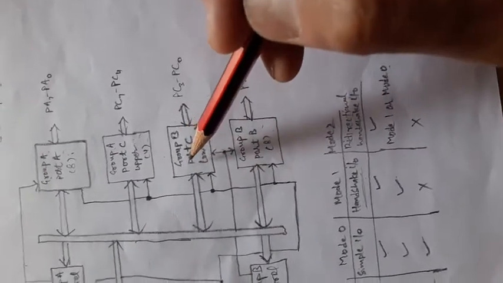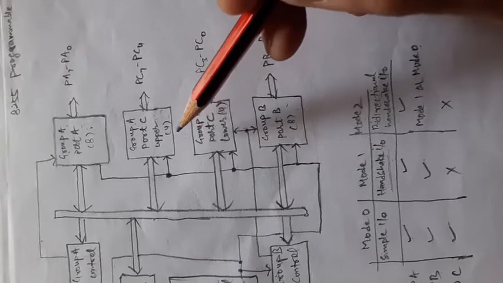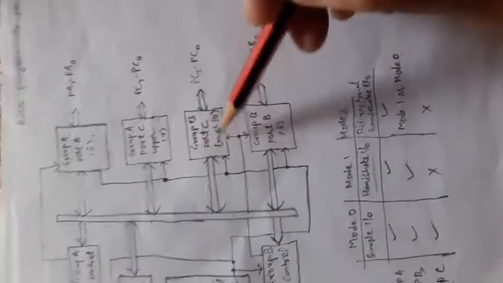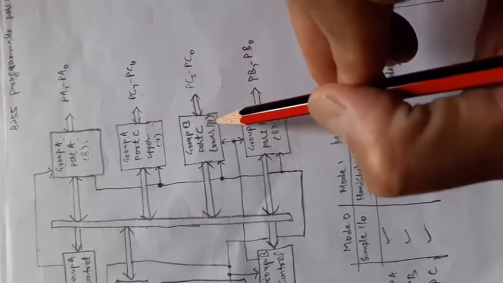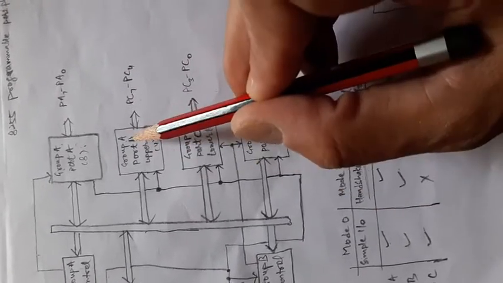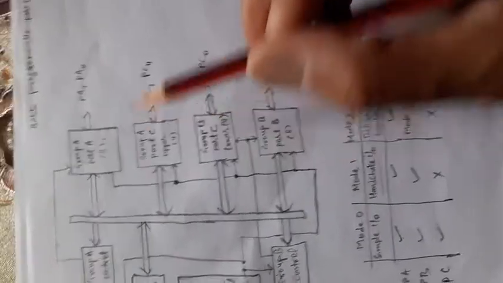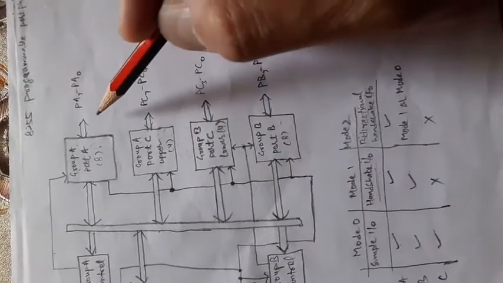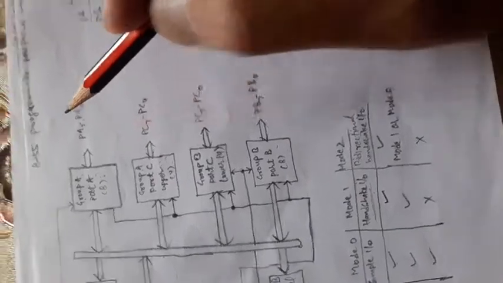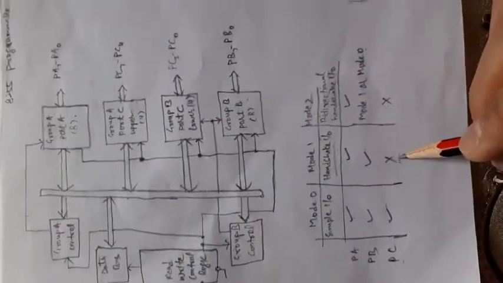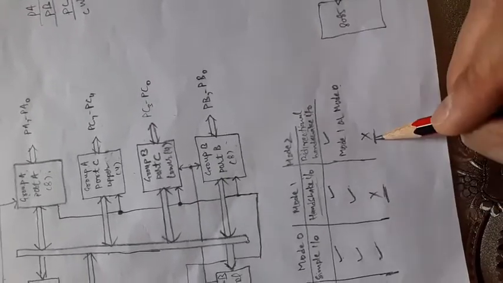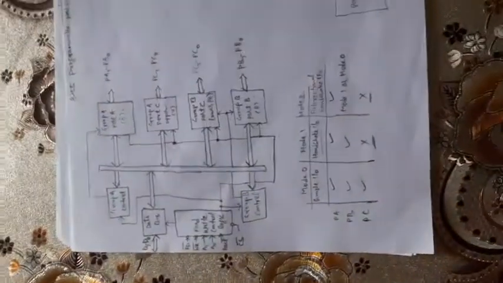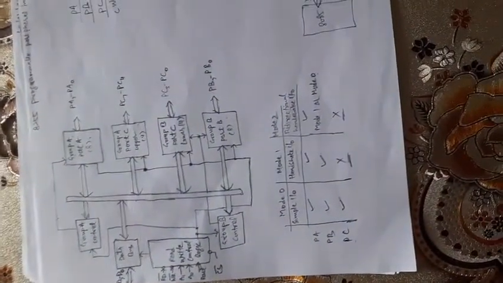Physically this port is also one, but logically it is shown over here. So port C is divided into 2 parts, upper and lower. These upper 4 lines are used for handshaking purposes when port A is in mode 1 or mode 2, so these lines are sacrificed for handshaking in these 2 modes. So this is the basic architecture of the 8255 programmable peripheral interface.